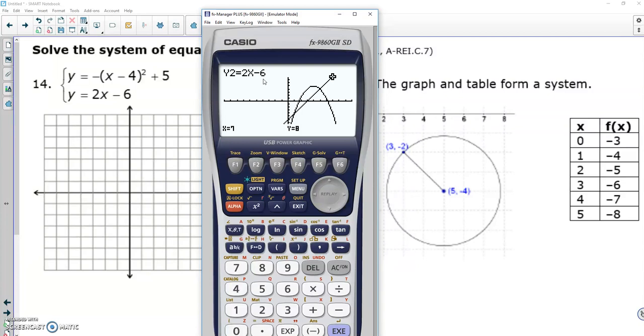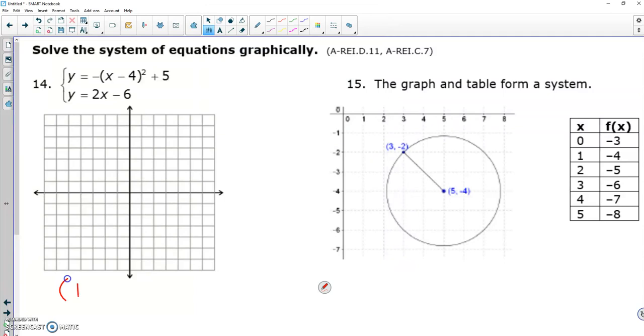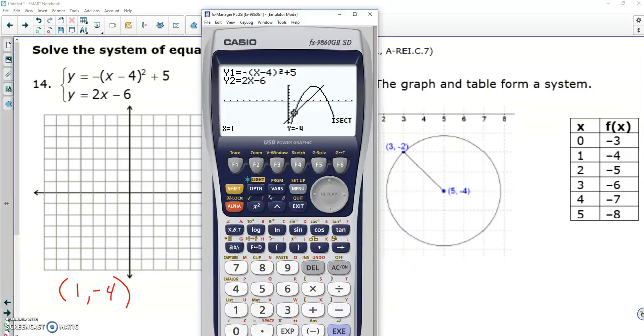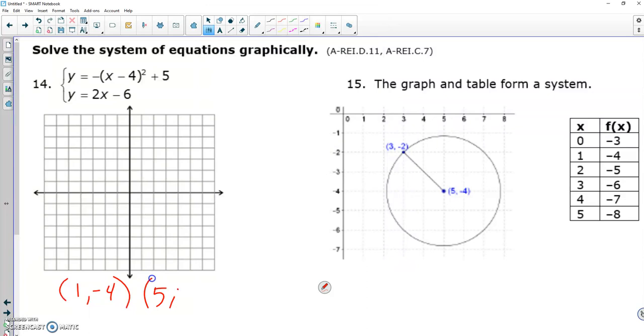Now as far as finding the solutions, we go to our favorite button, the G-solver button, and we're going to look at the intersection between these two, between the line and between the parabola. So one of them is at 1, -4. So I'm going to jot that down real quick, 1, -4. And then the second one, if we want to find the second one, we would just hit the arrow to the right, and that one is at 5, 4. So 5, 4 is the second solution.